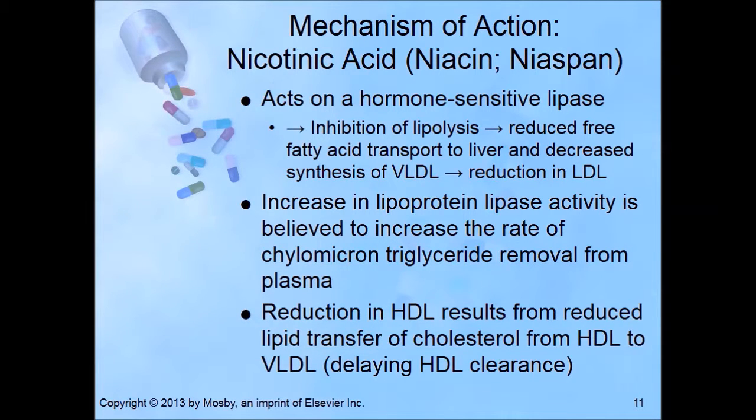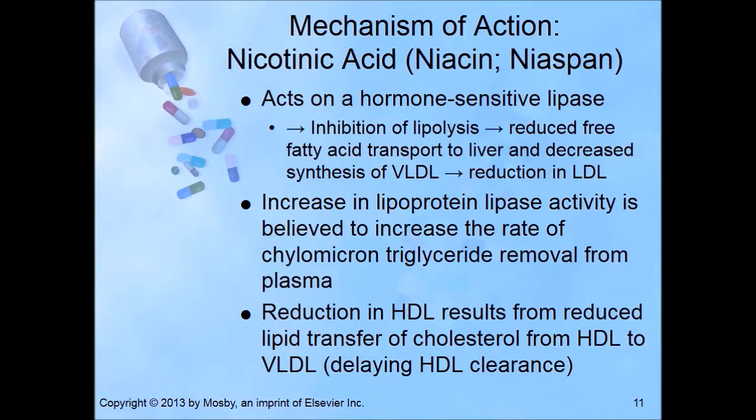We also need to look at nicotinic acid, niacin, or Niaspan. Niacin is one of the most effective antihyperlipidemic agents in terms of lowering triglycerides and increasing HDL. It's similar in efficacy to the bile acid sequestrants in lowering LDL. The main limitation of niacin, however, is the adverse effect of flushing, although tolerance to this phenomenon generally occurs with continuous use.